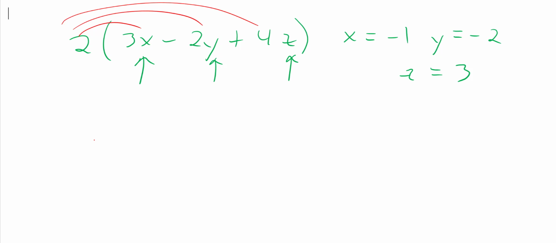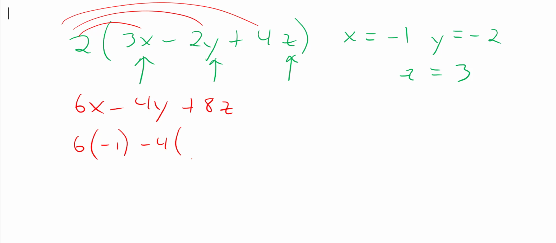Actually, that's one way to do it. So I'm going to show you 2 ways to do it. So we can distribute first. So literally, we can get 6x minus 4y plus 8z. Okay? And then I can plug that value, that negative 1, that negative 2, and the 3 in. So 6 times negative 1 minus 4 times negative 2 plus 8 times 3. Okay? Put it in your calculator. I don't care, but it's multiplication, so let's do it by hand.